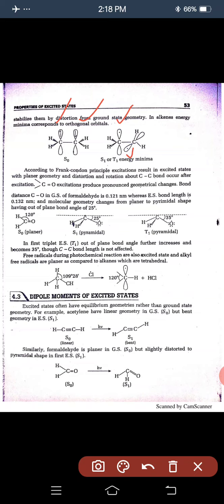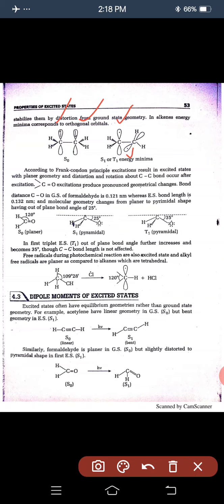According to the Franck-Condon principle, which we already know from the previous lecture in unit number one, photochemistry, excitation results in excited states with planar geometry, and distortion and rotation about the C-C bond occur after excitation. Carbonyl excitation produces pronounced geometrical changes.